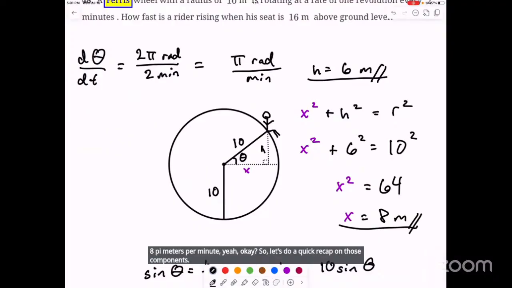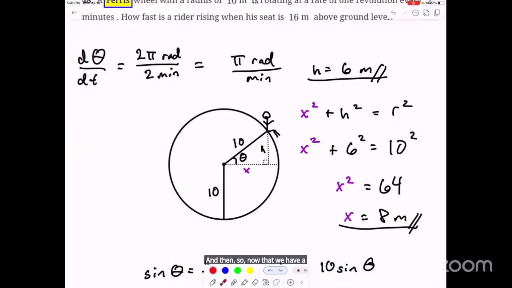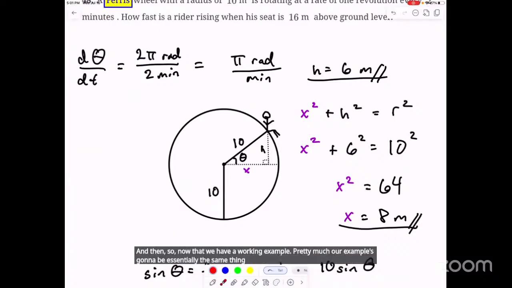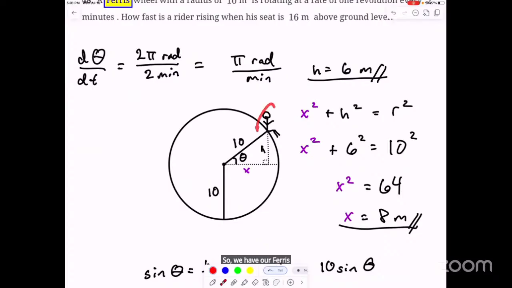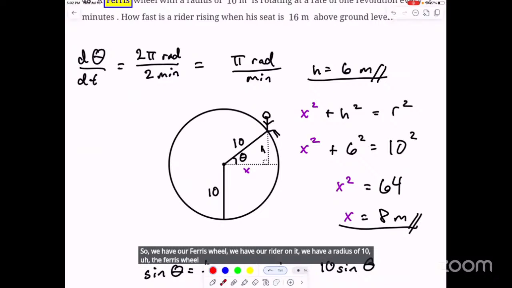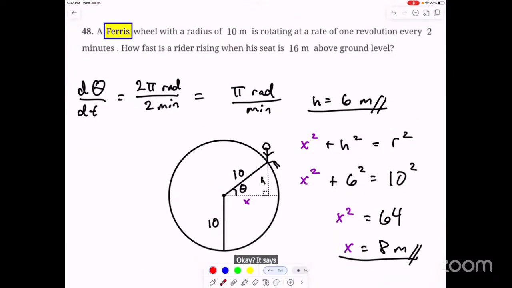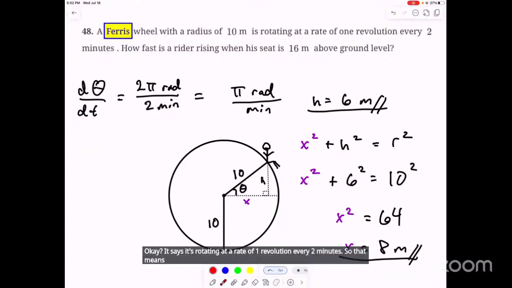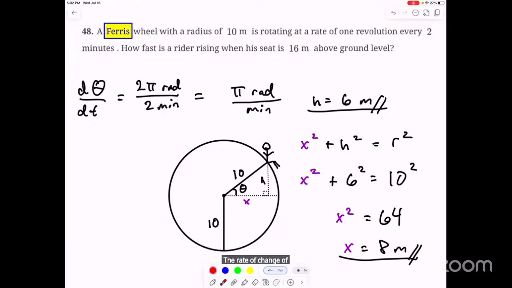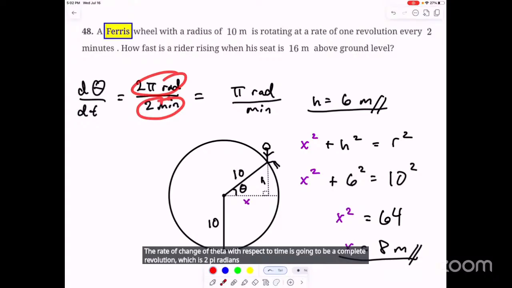And then, so now that we have a working example, pretty much our example is going to be essentially the same thing with different numbers, all right? So we have our Ferris wheel, we have a rider on it, the Ferris wheel has a radius of 10 meters, all right? Okay. It says it's rotating at a rate of 1 revolution every 2 minutes. So that means the rate of change of theta with respect to time is going to be a complete revolution, which is 2 pi radians every 2 minutes.